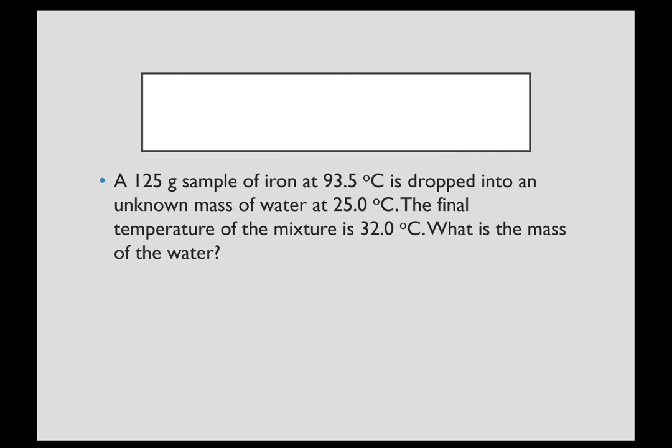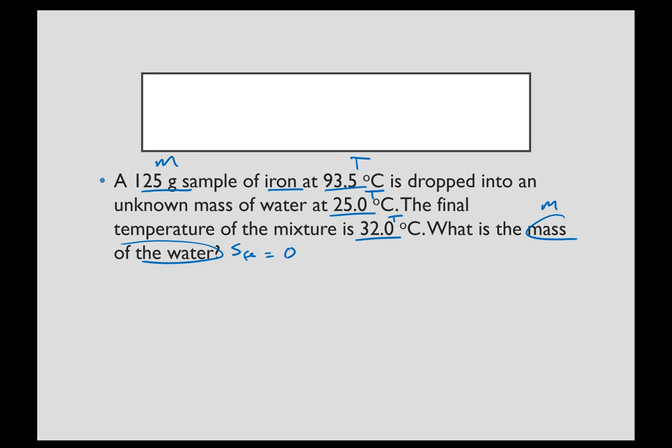You will recognize these problems because there's a lot more variables involved and because you have two substances. What we were doing before was just, I'm heating a piece of iron or I'm cooling water. Now we have a 125 gram sample of iron. So we have iron at 93.5 dropped into an unknown mass of water at 25. Final temperature of the mixture is 32. I'm going to calculate the mass of the water. That's another M.